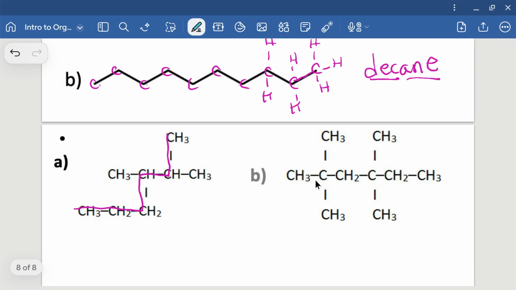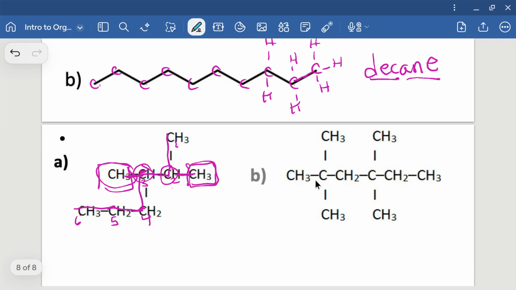So I'm going to number my carbons here, 1, 2, 3, 4, 5, 6, because that gives my first side group on carbon 2. If I started over here and said this was 1 and this one's 2, 3, 4, that would put my first side group on carbon 4. So I know which way I need to go. On here I have 2 side groups, 2 methyl groups, 1 attached to carbon 2, and 1 attached to carbon 3.